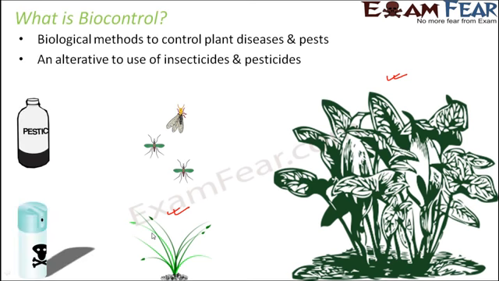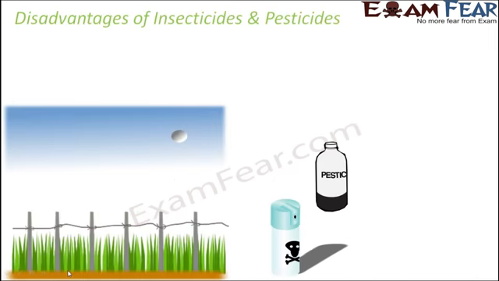Now normally insecticides and pesticides are used. However, if pests can be killed using other living organisms, then all the negative effects of pesticides and insecticides can be minimized to a large extent. Now, before we talk about the biocontrol agents, let us look at the disadvantages of using insecticides and pesticides. How can they harm us or the plants?